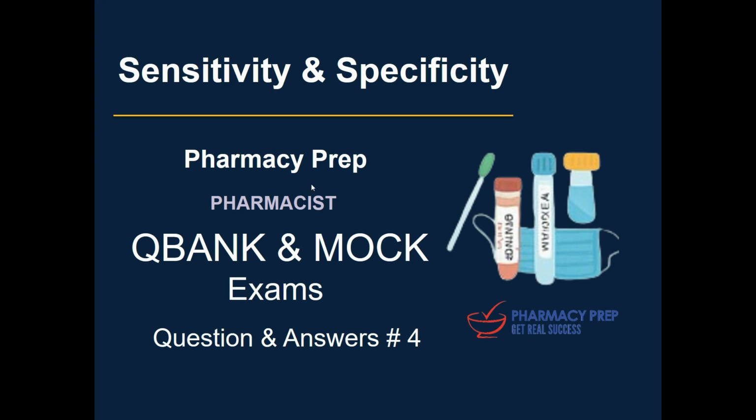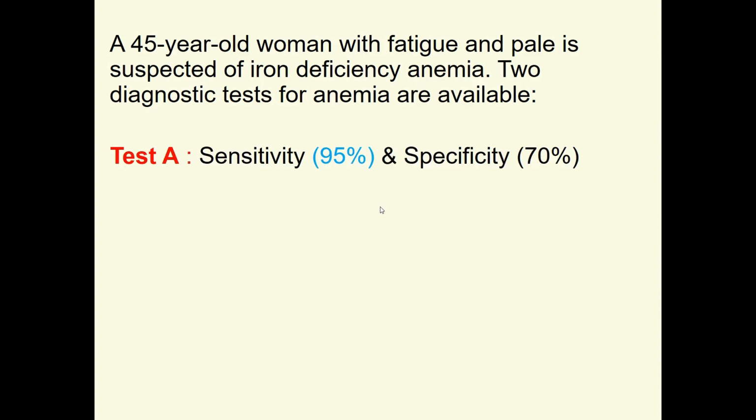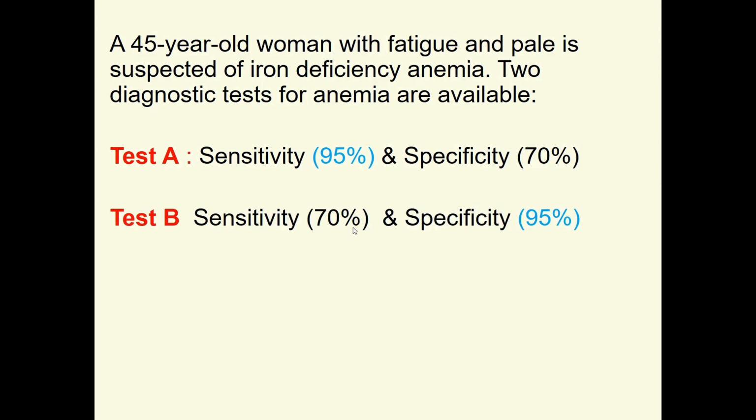So let's start off with a patient case scenario, that is a 45-year-old woman with fatigue and pallor, suspected of iron deficiency anemia. There are two diagnostic tests for anemia available. Test A, that is, sensitivity is 95% and specificity is 70%. And test B, sensitivity is 70%, specificity is 95%.